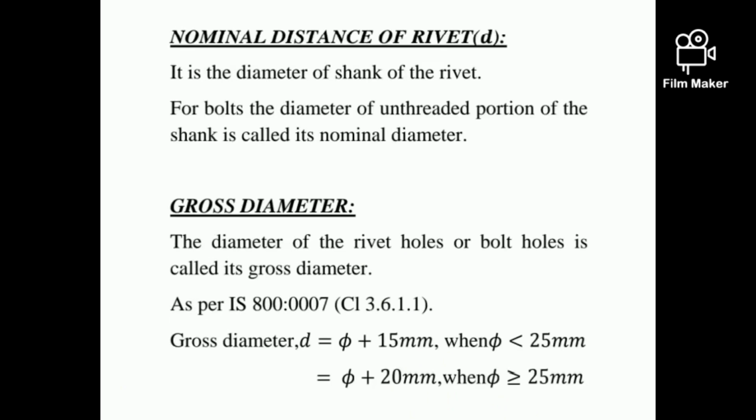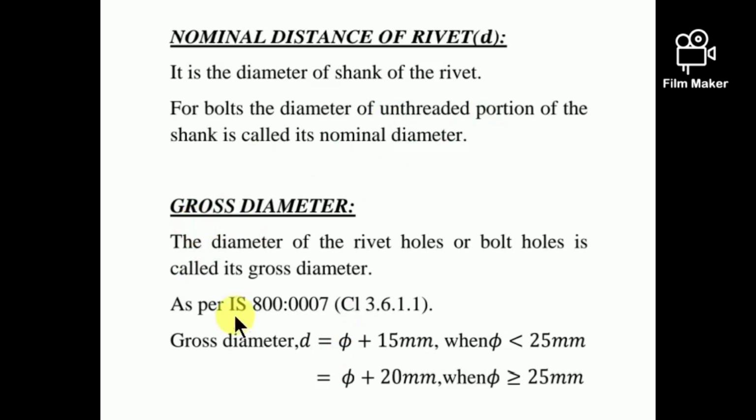The next most important thing is our nominal diameter of rivet. There is a mistake. This is not distance, this is diameter, and it is represented by phi, not d. So the nominal diameter of rivet is represented by phi. It is the diameter of the shank of the rivet. For both, the diameter of the unthreaded portion of the shank is called its nominal diameter. Then next we have gross diameter. Gross diameter is the diameter of the rivet hole or the bolt hole.